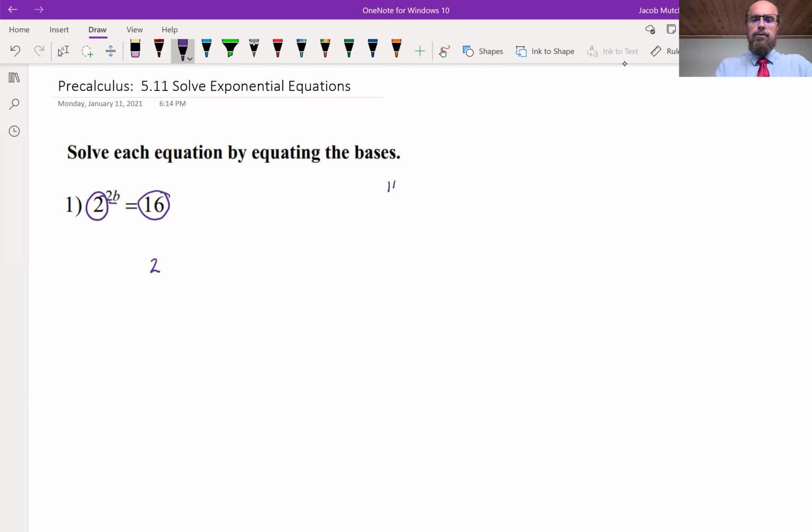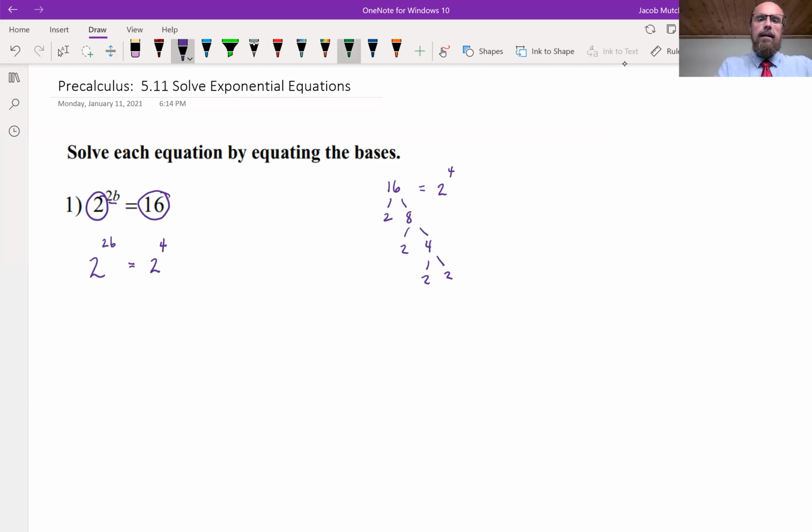And it turns out if I do a factor tree of 16, that's 2 times 8. 8 is 2 times 4, and 4 is 2 times 2. And I count those up. 16 is 2 to the power of 4. So what I want to do is rewrite the equation with that substitution. Instead of 16, I'm going to write 2 to the 4th power. And on the left side, I'm not going to change 2 to the power of 2b.